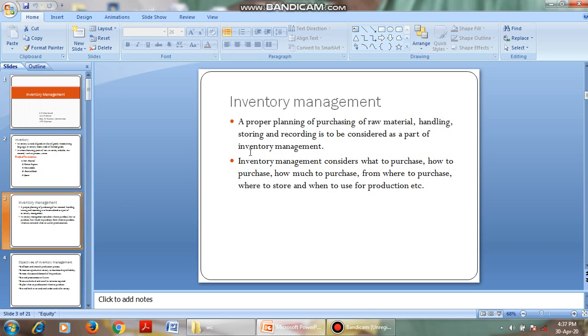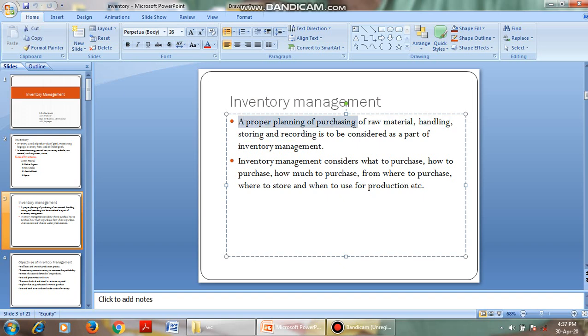Okay, coming to inventory management. What is inventory management? A proper planning of purchase of raw material, handling the raw material, storing the raw material, and recording are to be considered as part of inventory management. Simply, we can say that inventory management is planning for purchase of raw material, handling of raw material, storing of raw material, and recording of raw material. We call this inventory management.